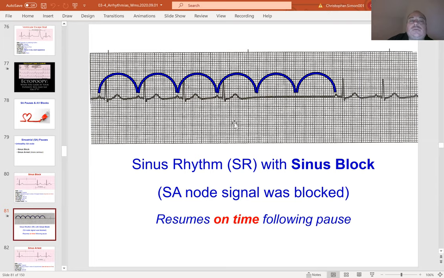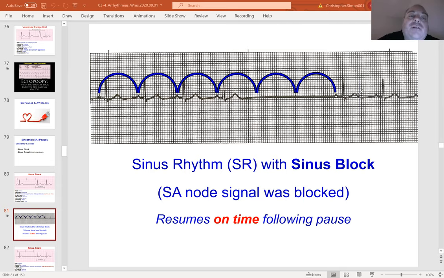So let's look at what we got here. First things first, let's look at things. We have P, QRS, T, P, QRST, P, QRST, P, QRST, whole lot of nothing. So it looks like we dropped an entire complex, right? And then we have a P, a QRST, and so on and so forth, okay? So we know we have a sinus pause of some kind. We just don't know, is this a sinus block or is it a sinus arrest?